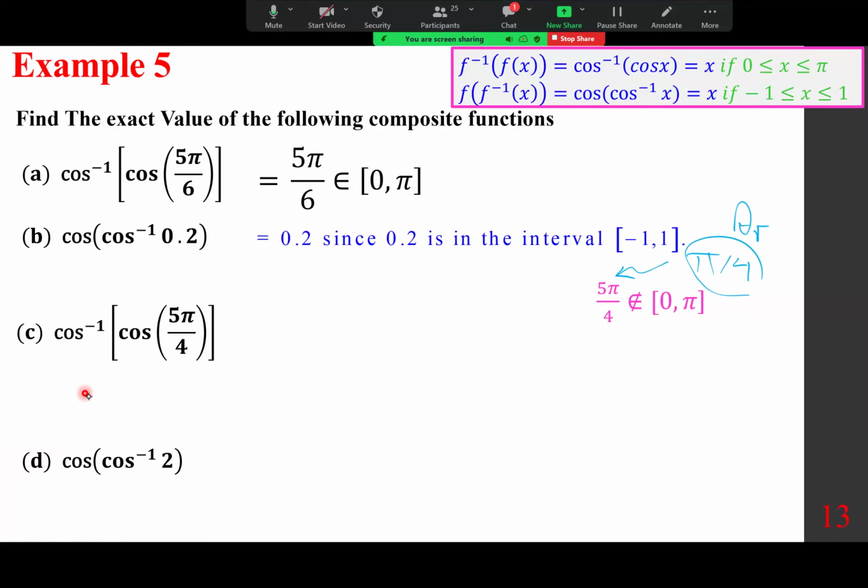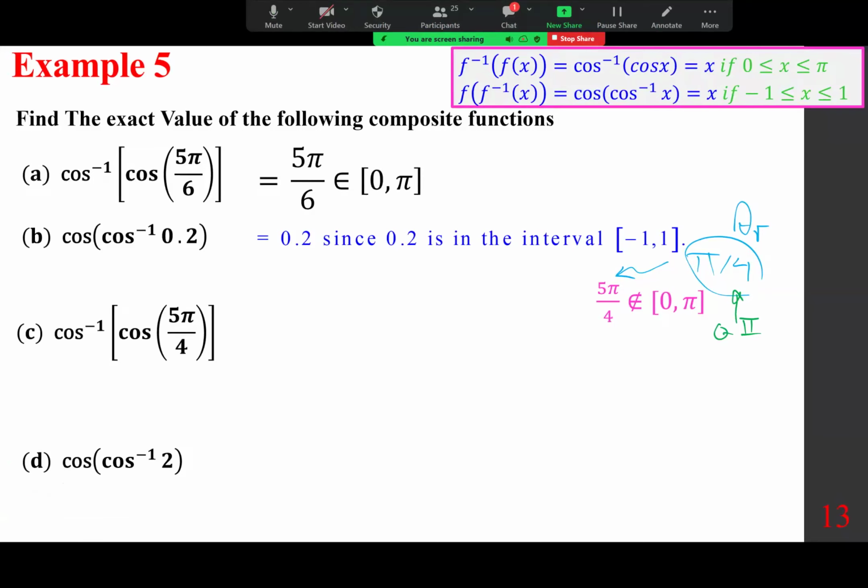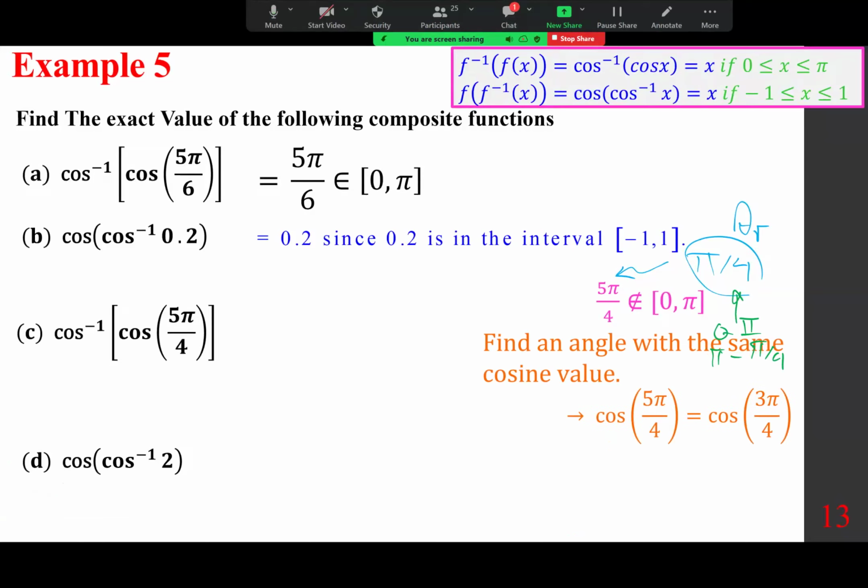In the third quadrant, cosine is negative, like the second quadrant. So in the second quadrant, this would be pi minus pi over 4. So find an angle with the same cosine value, and cosine of 5 pi over 4 and 3 pi over 4 are the same, therefore the answer is cosine of 3 pi over 4. Again, I believe the reference arc is really helpful.